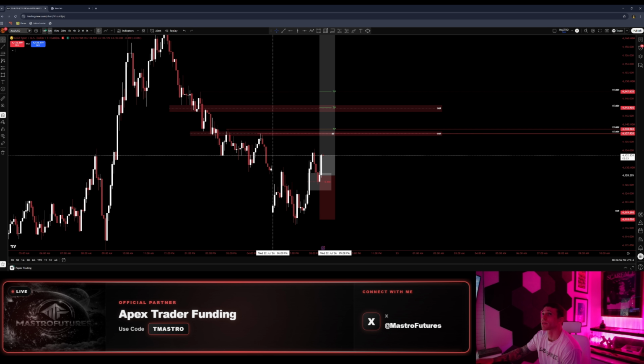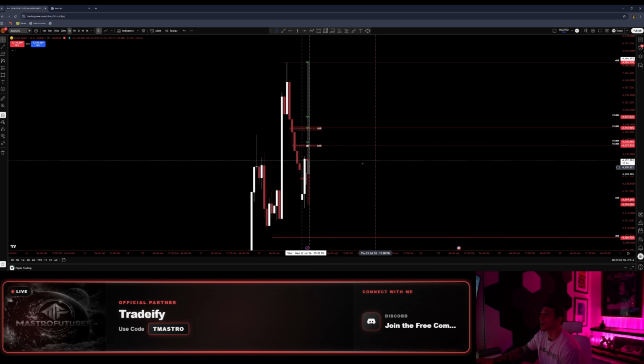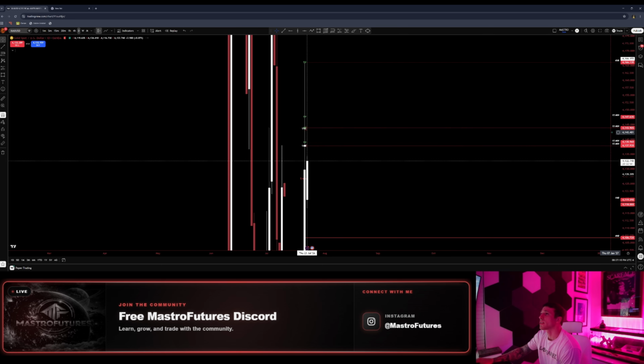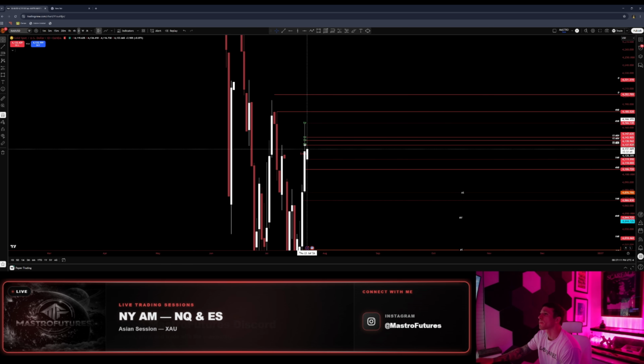Based off the higher time frame, we do have these hourly gaps above this hourly high, this hourly gap, and we have all these 15-minute highs, as you guys can see right here marked out. And we have this 4 hour high. So again, if we look at the daily time frame, we have been very bullish.